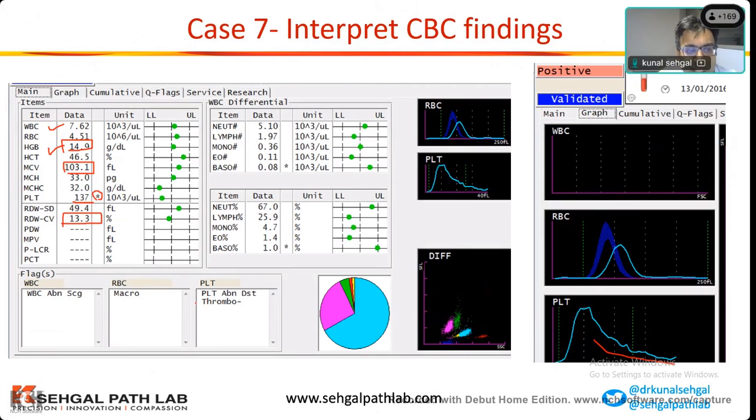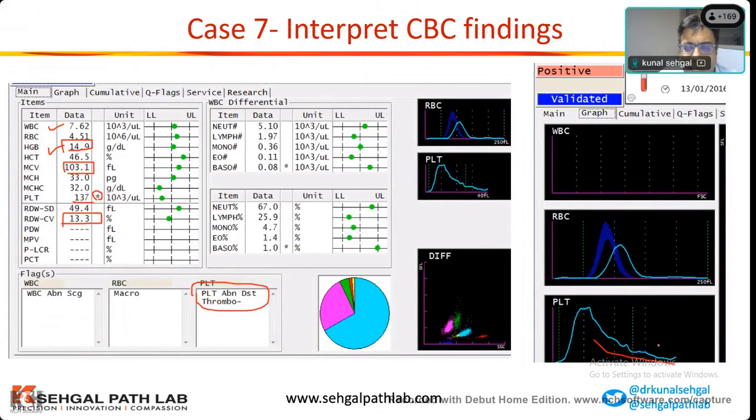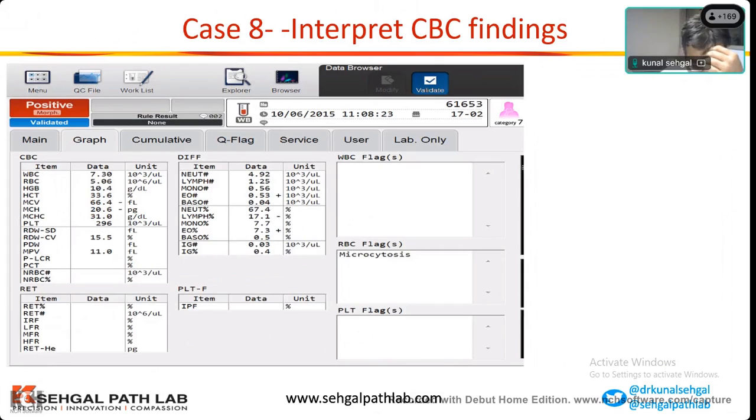It is telling me platelet abnormal distribution and thrombocytopenia. So this star is telling me, please look at the smear. We look at the smear and identify that in this case there were few giant platelets, there were no clumps. Okay, we go to the next case.